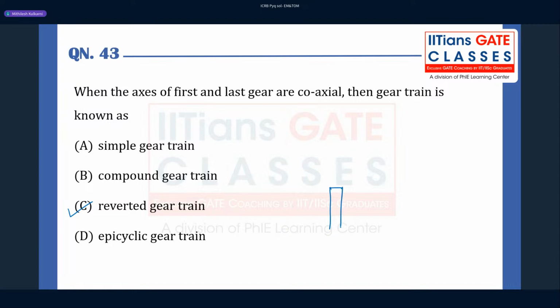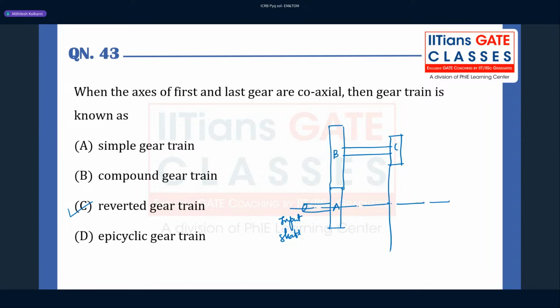So we have a first gear, then let's say this one is the second gear. This is our input shaft. Gear A, gear B is then connected with another gear C. So this is a compound gear, and the axis of the first gear is exactly matching with the axis of gear D, and this is our output shaft.